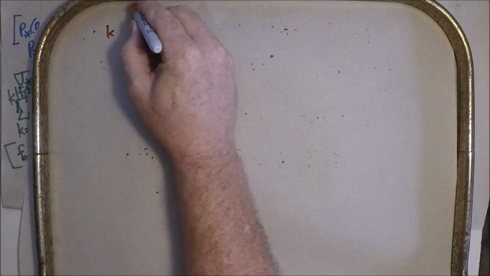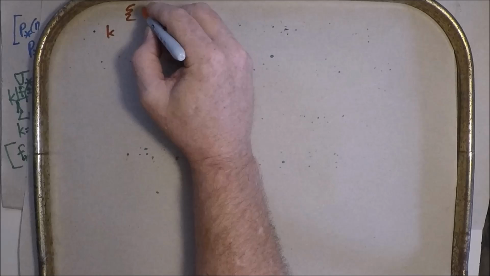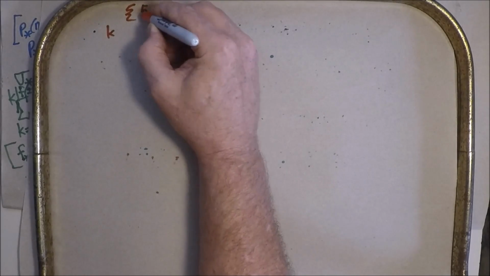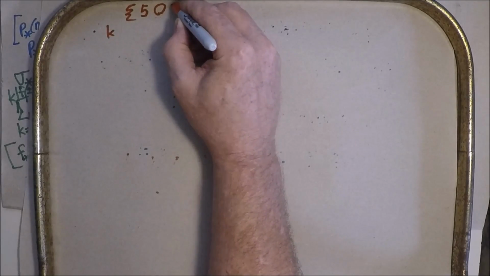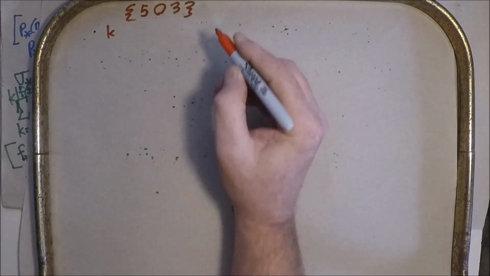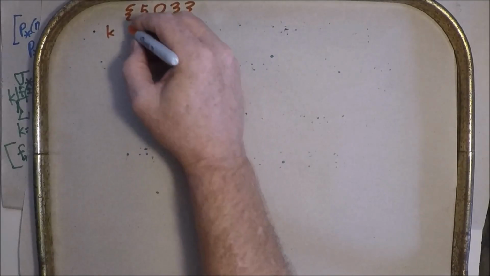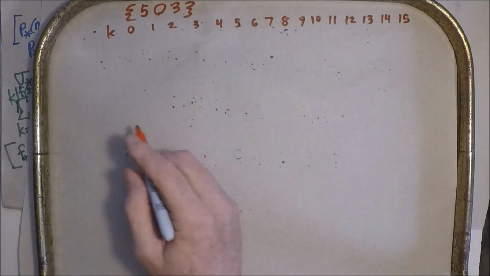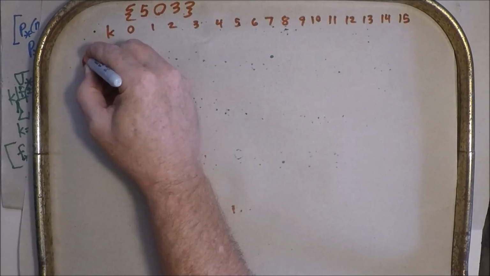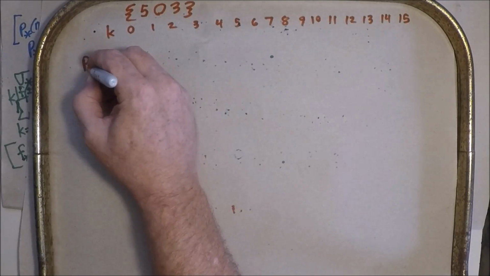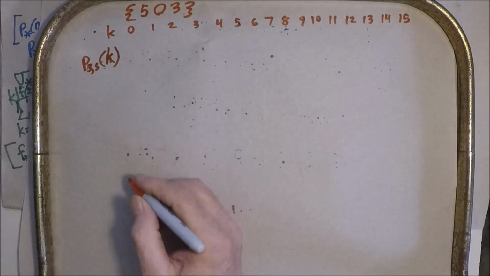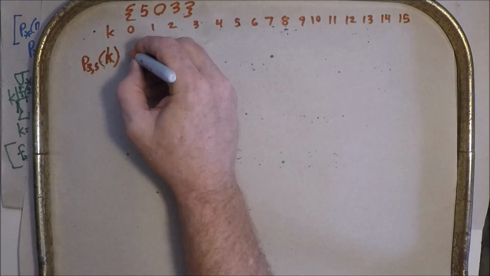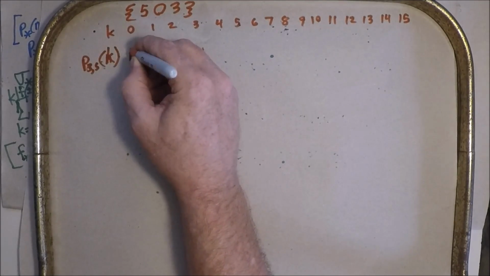Let's do something more exotic. Let's take the example 5, 0, 3. Let's see what happens. Here we got 0, 15. And so our P, 3, 5 of 0 is going to be 1 by definition.